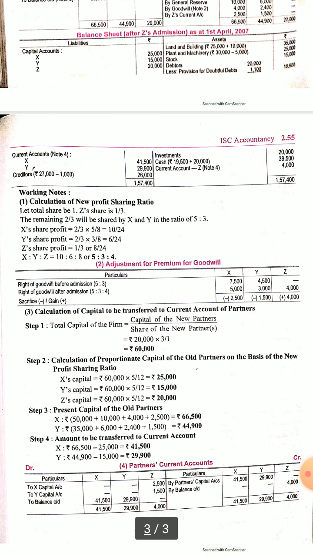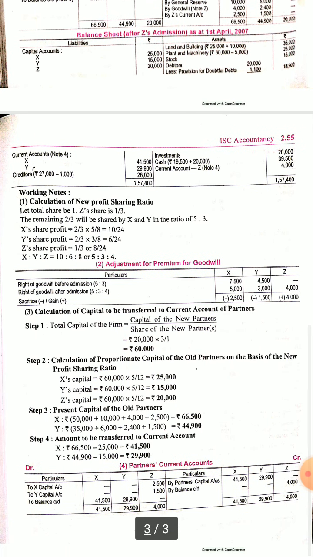Again, adjustment for premium of goodwill. Let's see. Right of goodwill before admission. So total goodwill is 12,000, and the ratio was 5:3 before, so 7,500 and 4,500. And right of goodwill after admission is 5:3:4. So again we will distribute the 12,000 among the 3 partners in the new profit sharing ratio. Now you can see the sacrifice for X and Y respectively is 2,500 and 1,500. So in this way they will get the premium for goodwill.